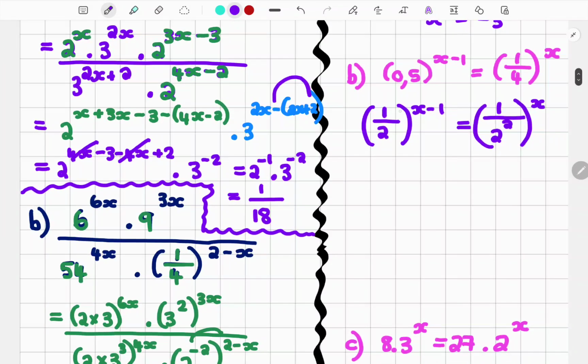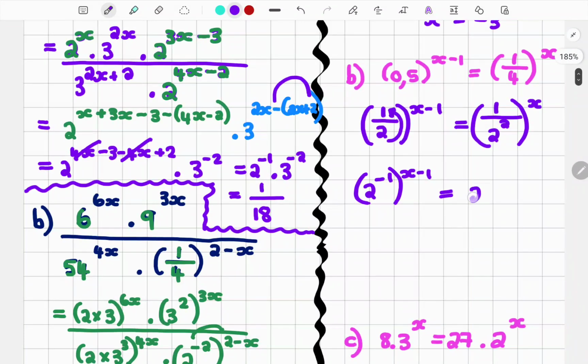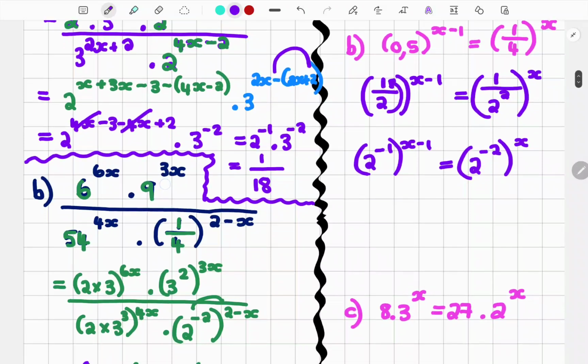Okay, now I want to get rid of my fraction. How do I do that again? By taking the 2 upstairs and changing it merely into a negative. And that gets multiplied with x minus 1. And the same over here. So it's 2 to the power negative 2, all raised to x.